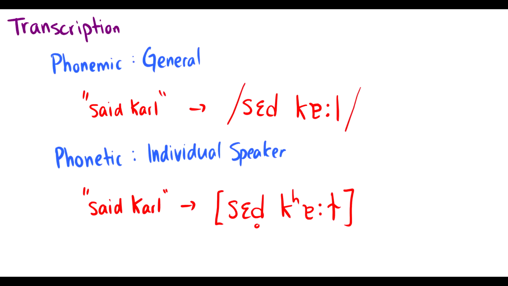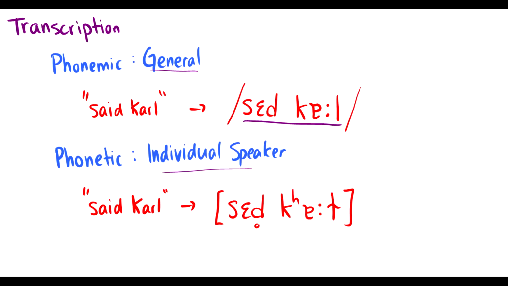So there are two different types of transcriptions. One is general, and one is more specific. So we call the general transcriptions phonemic transcriptions. So these are just the phonemes on their own. So said Carl, this is how I would write said Carl, as sort of an average way that a population would say that.